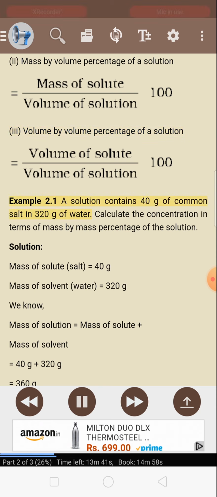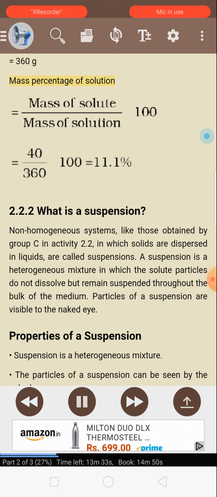Example 2.1. A solution contains 40 grams of common salt in 320 grams of water. Calculate the concentration in terms of mass by mass percentage of the solution. Solution. Mass of solute (salt) equals 40 grams. Mass of solvent (water) equals 320 grams. We know, mass of solution equals mass of solute plus mass of solvent, equals 40 grams plus 320 grams, equals 360 grams. Mass percentage of solution.